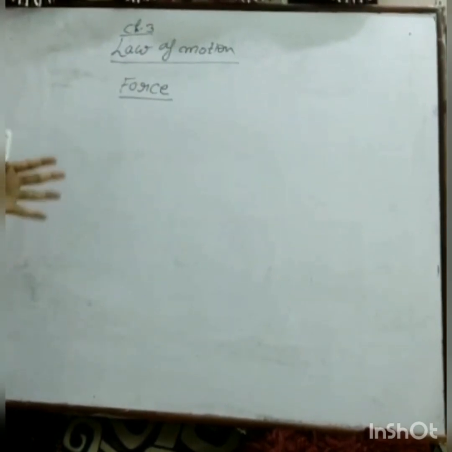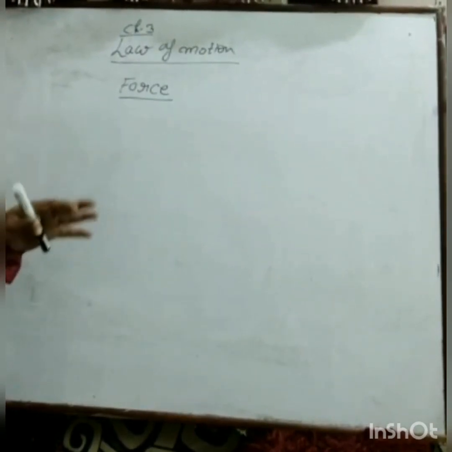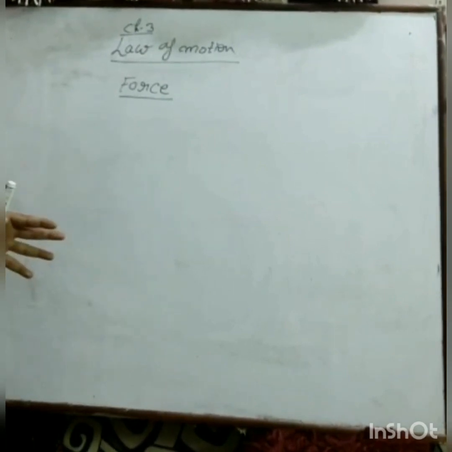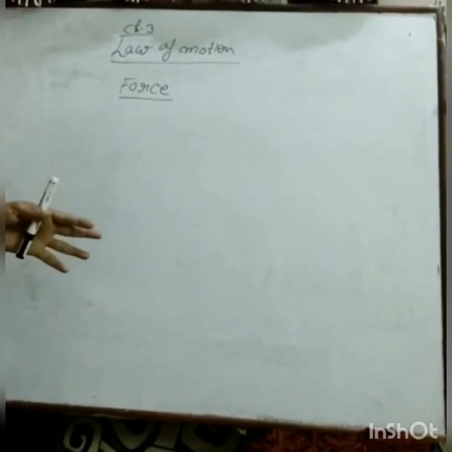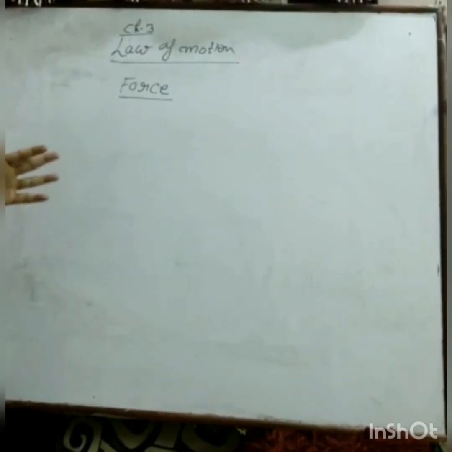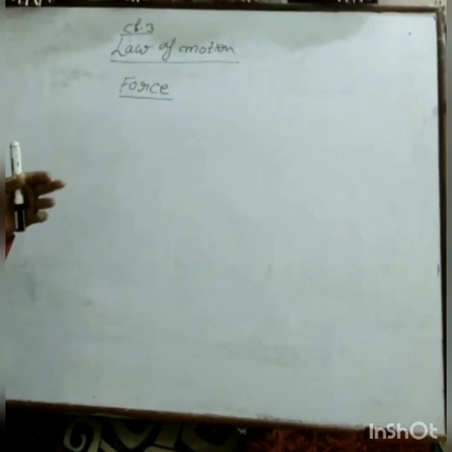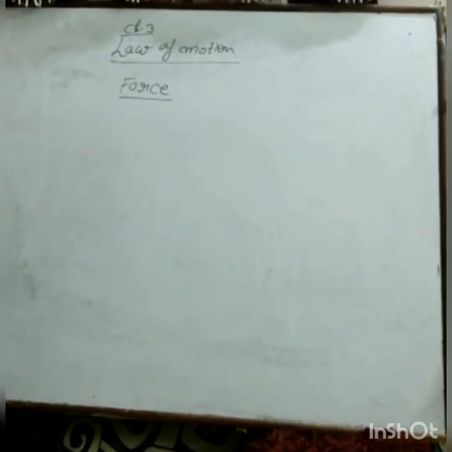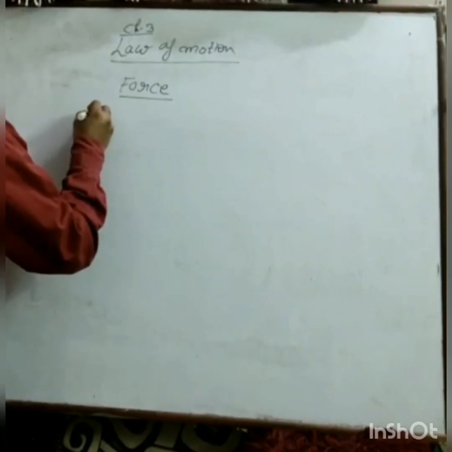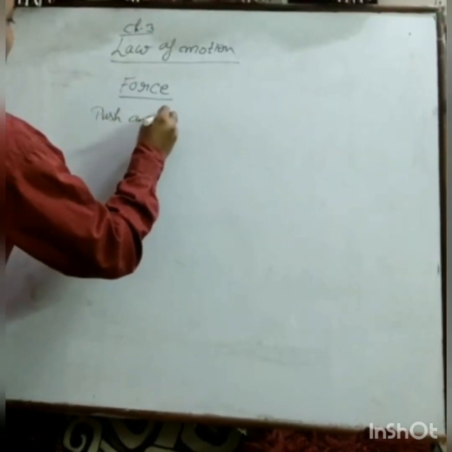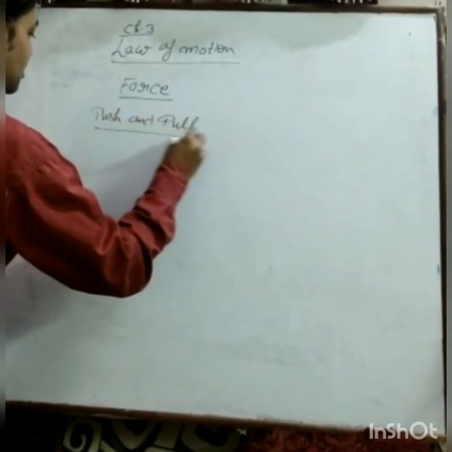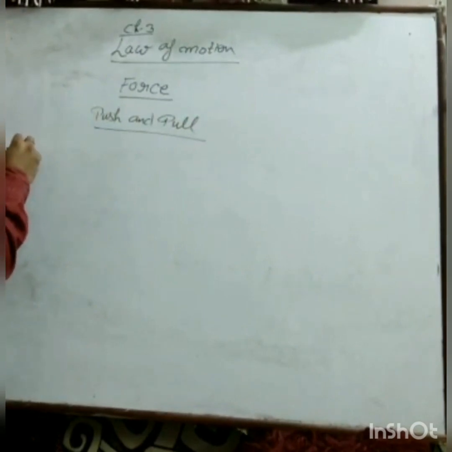We are familiar that a force, when applied on a body, can produce the following two main effects. It can change the state of rest or of motion of the body, that is, it can produce motion in the body. It can change the size or shape of the body, that is, it can change the dimensions of the body. So, force is push and pull.